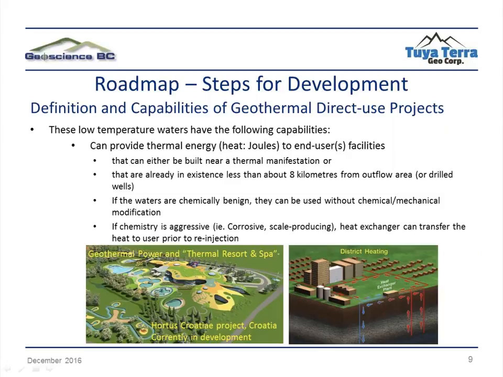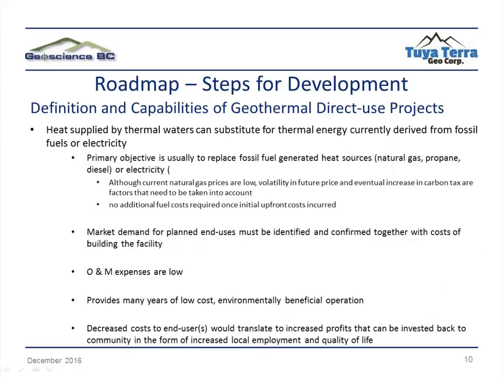Within a short distance, about 8 kilometers was sort of the cutoff that was decided on, because anything greater than that would require higher costs for piping the resource to the end user. So heat supplied by thermal waters can substitute essentially any thermal energy that's currently derived from fossil fuels or electricity, as would be the case often in BC.